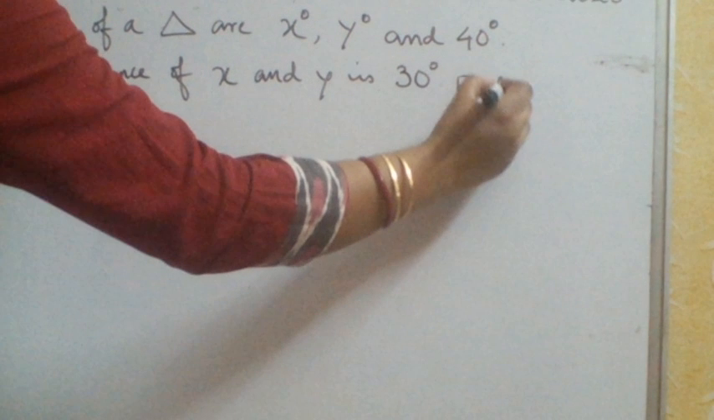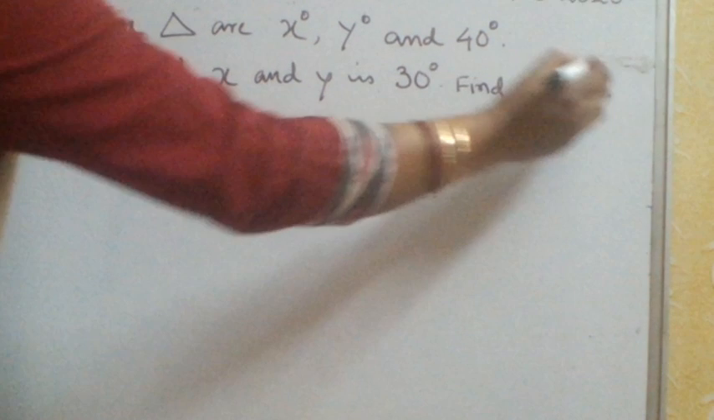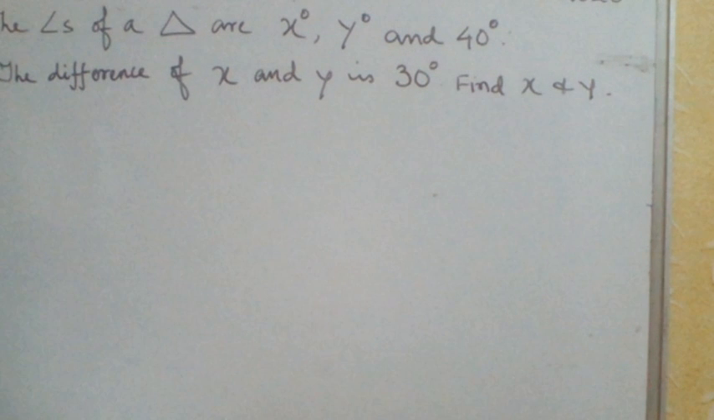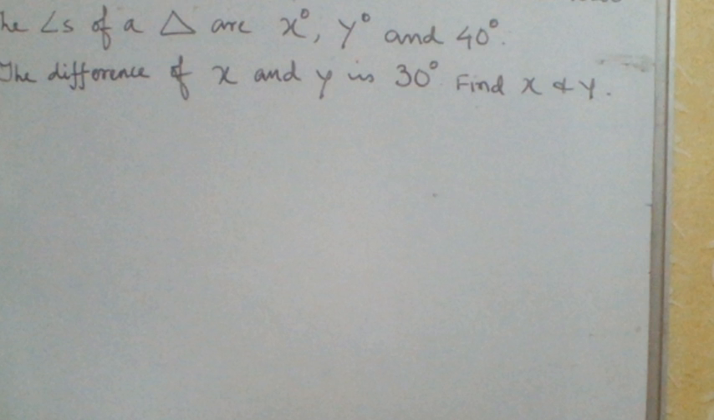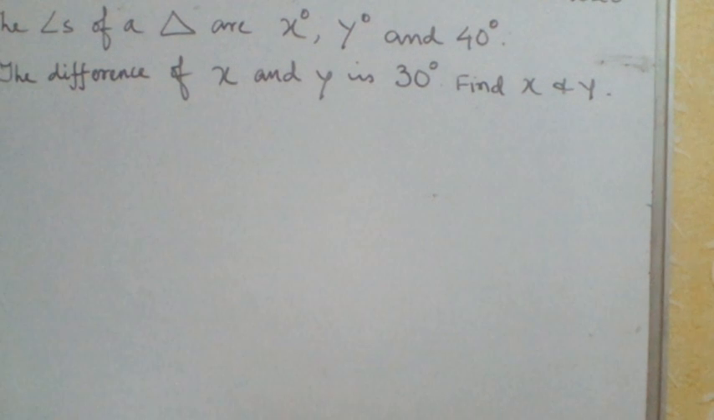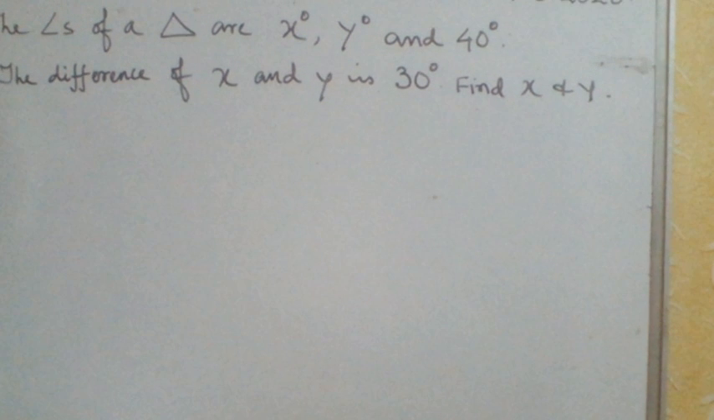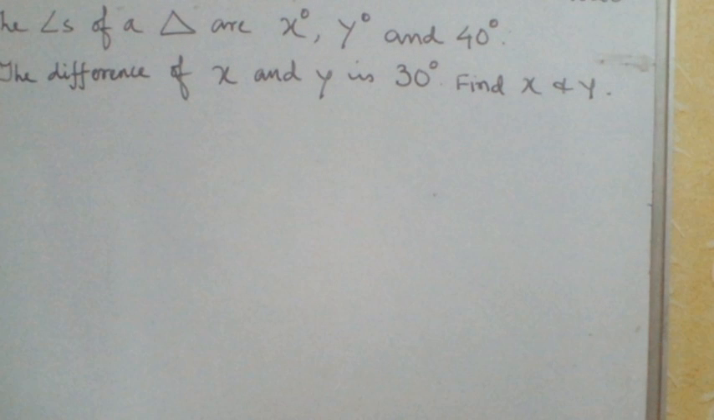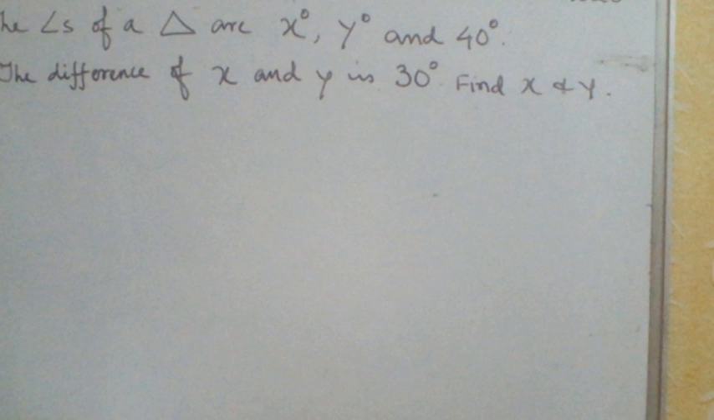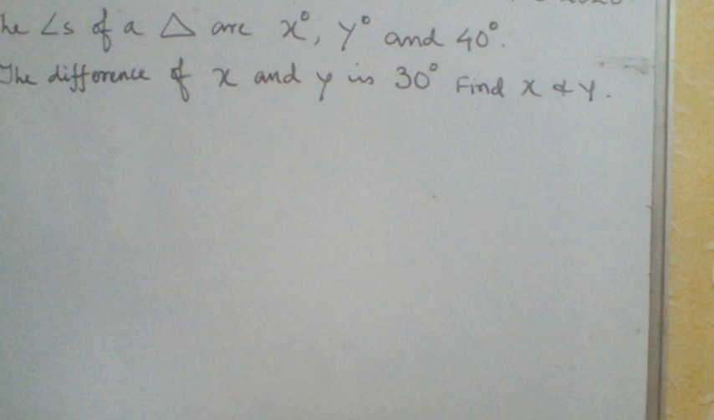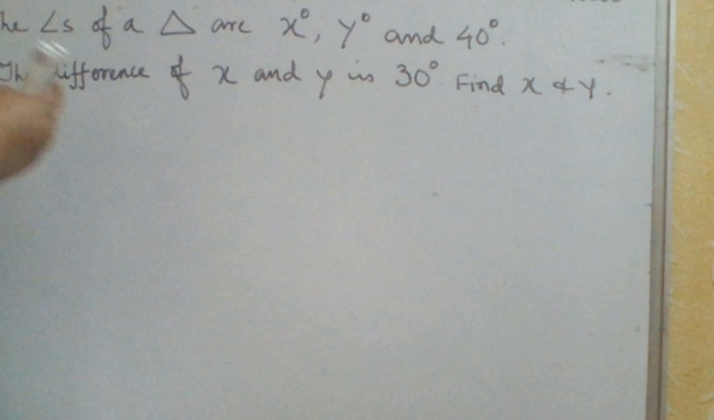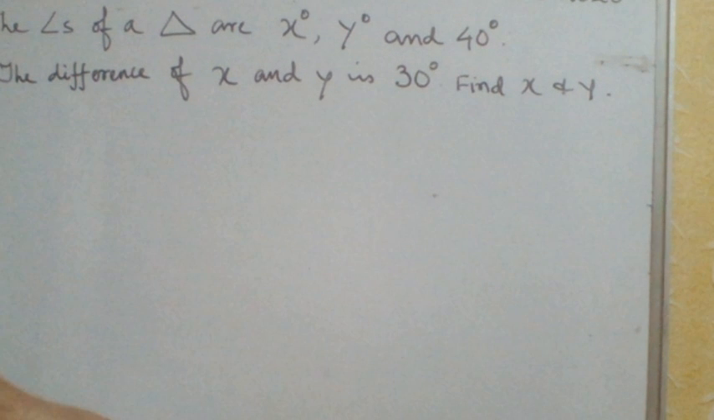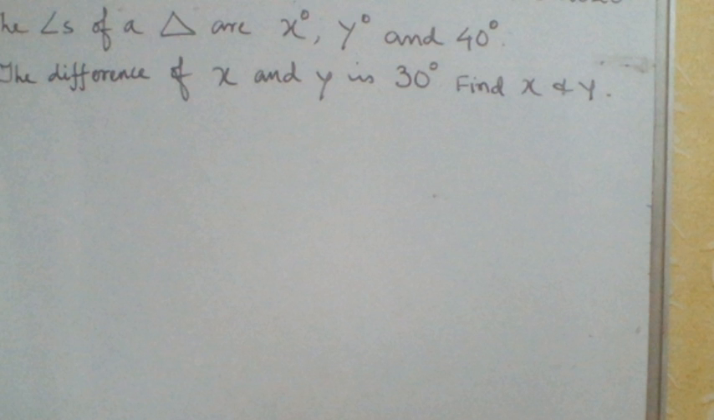Find x and y. So please do this solution. Very simple question. Basic things. You need to apply your knowledge of angles of a triangle. Three angles are there, x, y and 40 degree. And the difference of the two angles, x and y, is 30 degree. Find x and y.